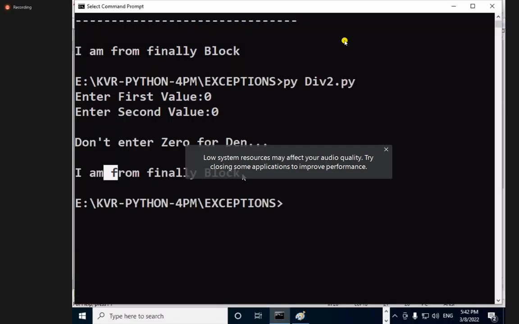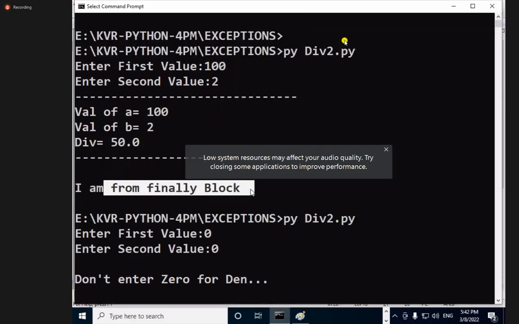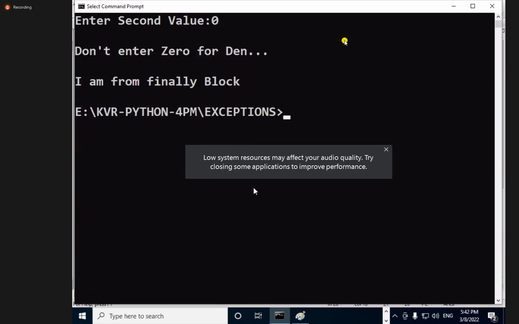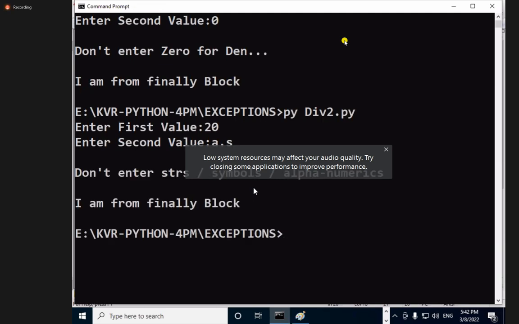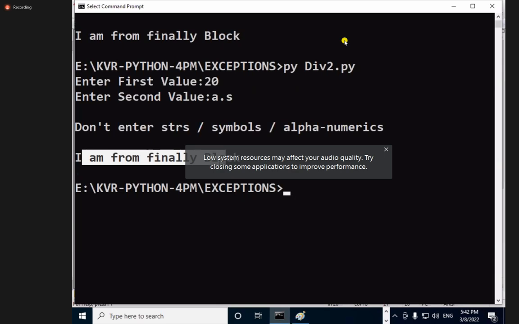So the finally block is executing irrespective of whether an exception occurs or not. Then what is the need of writing it? I will explain. Nothing to worry about at this time. I'll give a beautiful reason for it. Now I will enter something like 20 and something like a.s. You are getting a number format problem, that is called a value error. I am from which block? So the finally block will execute every time.